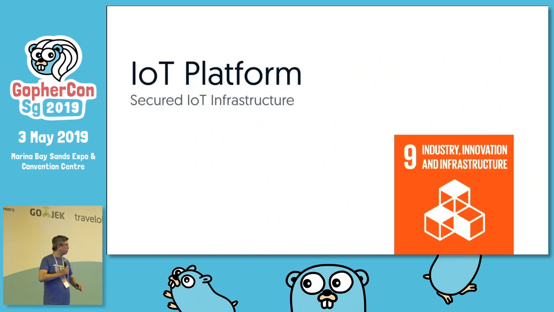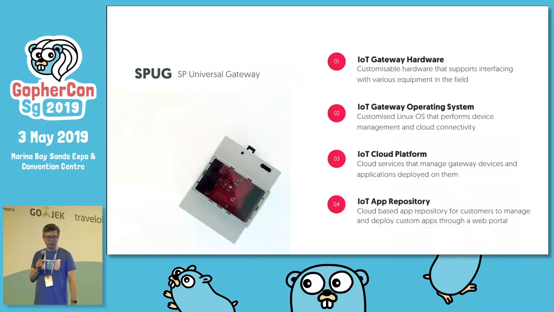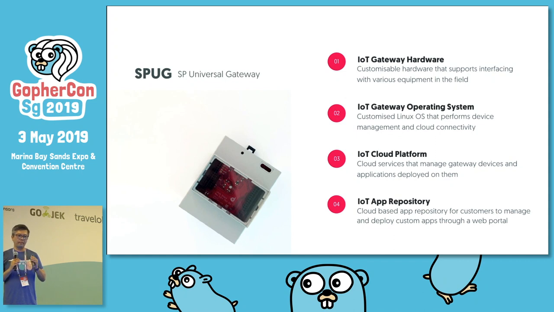Okay, so first off is our IoT platform, secure IoT infrastructure. We focus towards this sustainability goal, which is goal number 9, towards industry, innovation, and infrastructure. And it has many different components. The main component that's very visible is our SPUG, the SB Universal Gateway. This is an IoT gateway hardware.